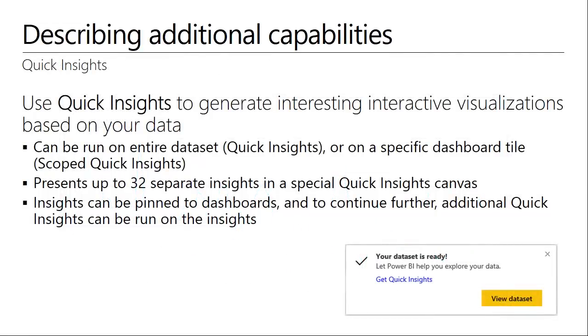Quick Insights enables the generation of interesting interactive visualizations based on your data. This can be run on an entire data set or on specific dashboard tiles, and it can present up to 32 separate insights in a special Quick Insights canvas. This can allow you to further understand your data and to further explore with additional quick insights if necessary, and there's the ability to pin these quick insights back to your dashboard for future reference.